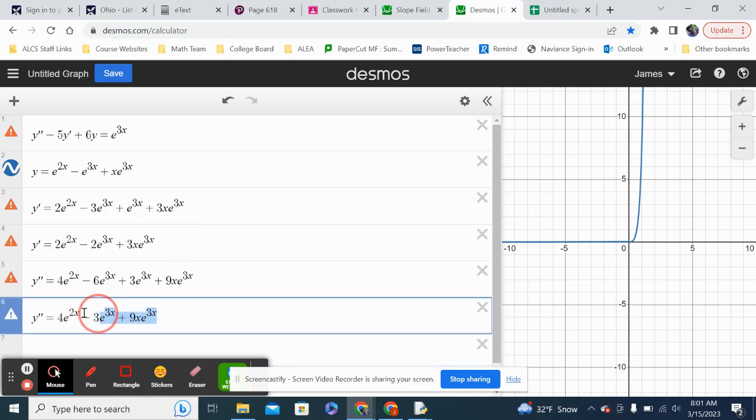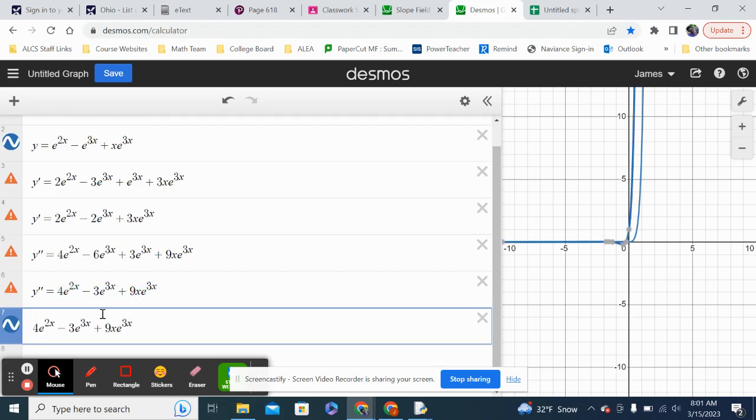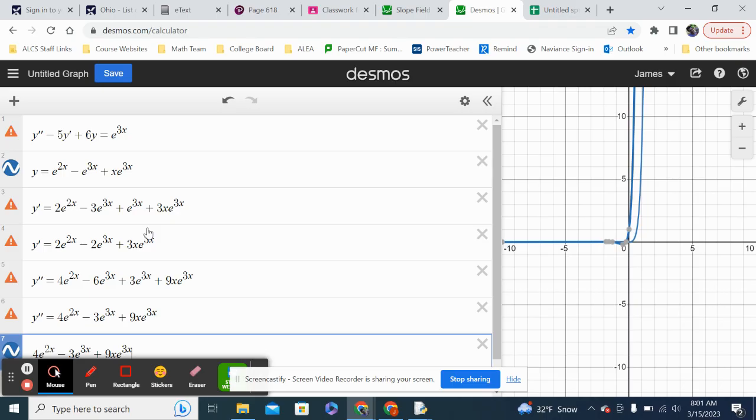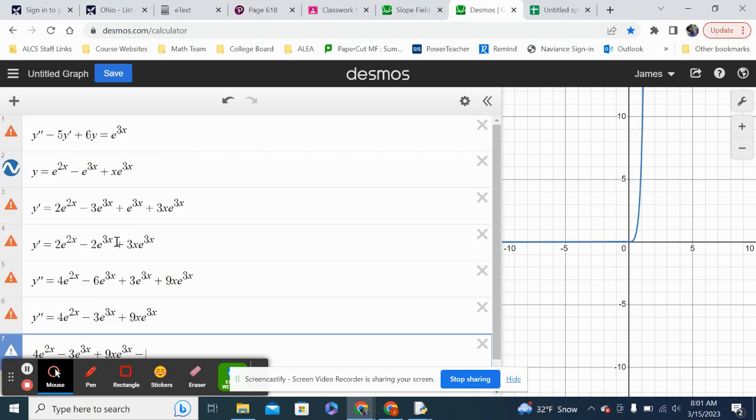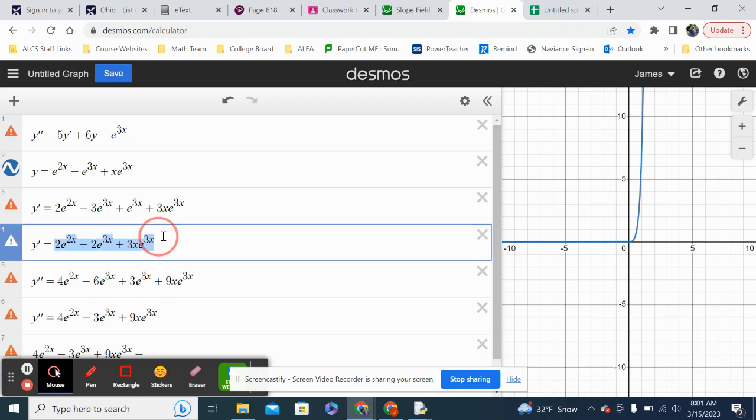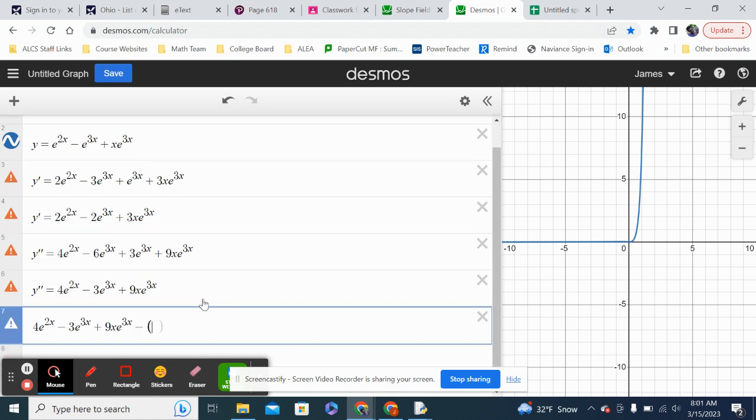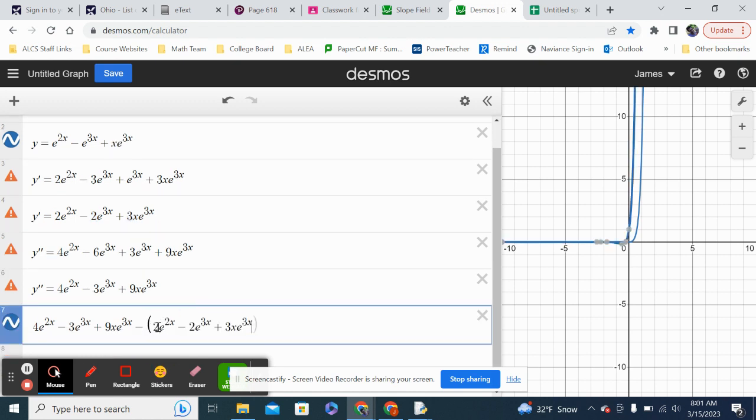So I'm going to take this y double prime, because that's what my differential equation starts with, is y double prime, and minus 5y prime, so minus, and I can do 5 and then parentheses, all this stuff in line 4. I'm just going to go ahead and distribute as I go here. So minus, here, let me, well, yeah, I'm just going to copy and paste this. And what I'm going to do is I'm going to go ahead and distribute as I go here.